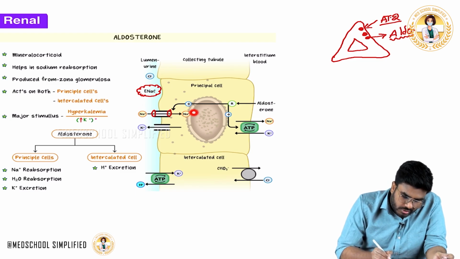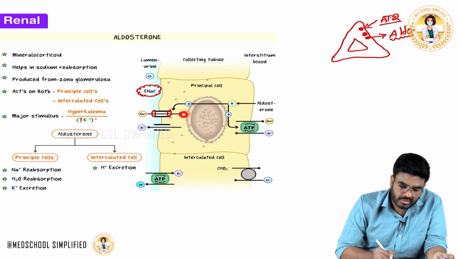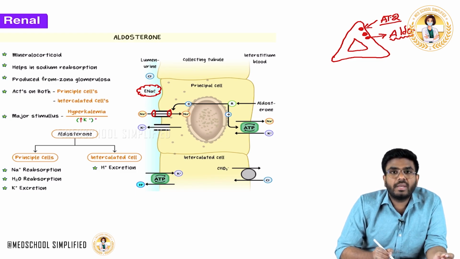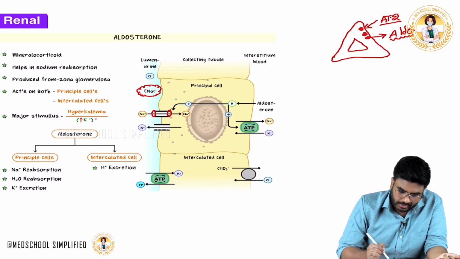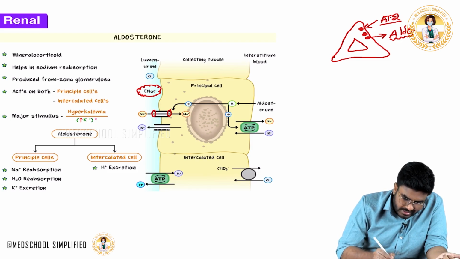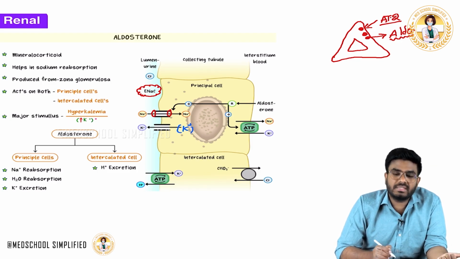Now, sodium has a positive charge, right? When the positive charges are coming into the cell, in order to maintain electrical neutrality, you need to take the extra positive charges out of the cell. So sodium is coming into the cell, and in order to balance, one potassium ion will leave the cell.